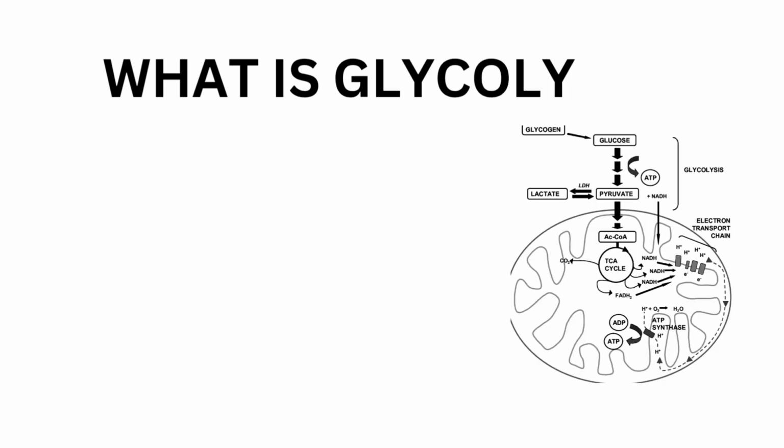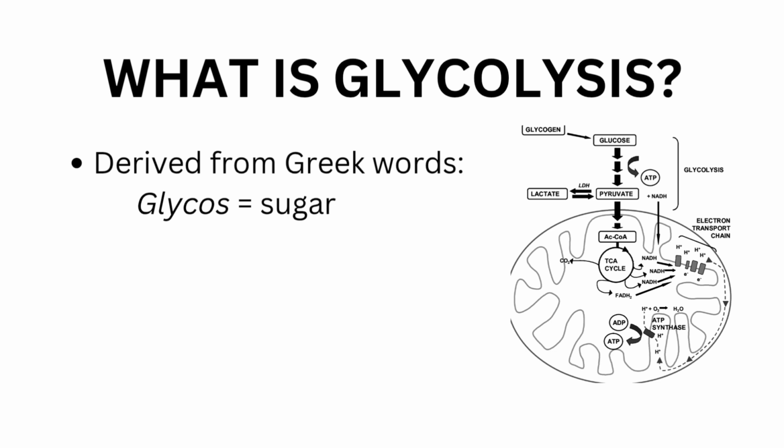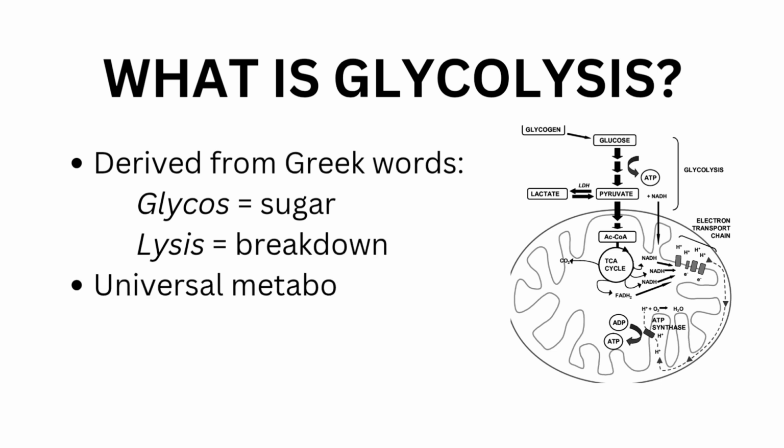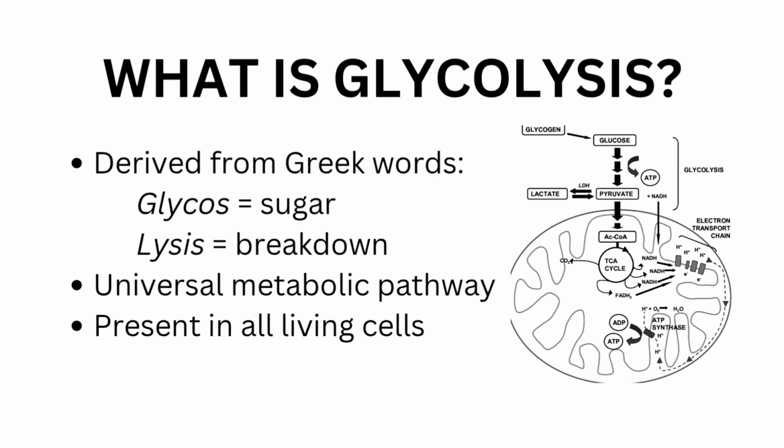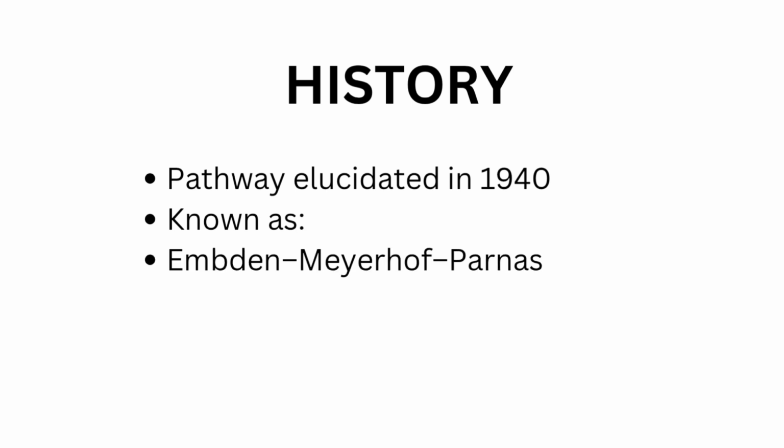The term glycolysis comes from a Greek word where glyco means sugar and lysis means breakdown. So glycolysis literally means the breakdown of sugars. It is a universal metabolic pathway, meaning it occurs in almost all living cells, regardless of whether oxygen is present or not. The complete pathway of glycolysis was worked out in the year 1940, described by Embden, Meyerhof, and Parnas. It is also known as the Embden-Meyerhof-Parnas pathway, or simply the EMP pathway.